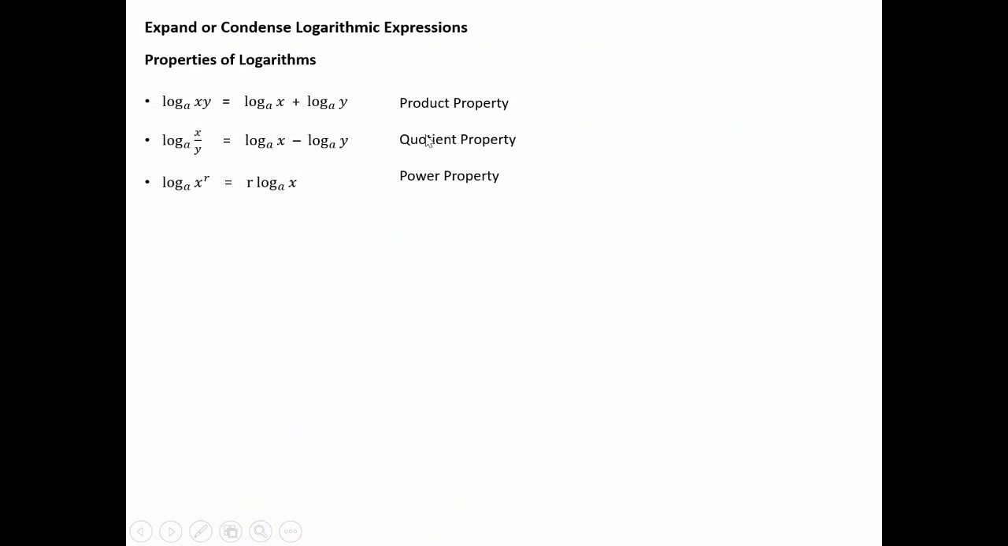This is called the product property, the quotient property, and the power property. If you're dividing when it's condensed, then when you expand it, it's going to be subtraction. And for the power rule, if you have log base a of x to the r, the r goes to the front, as you have here on the right. These properties are crucial.